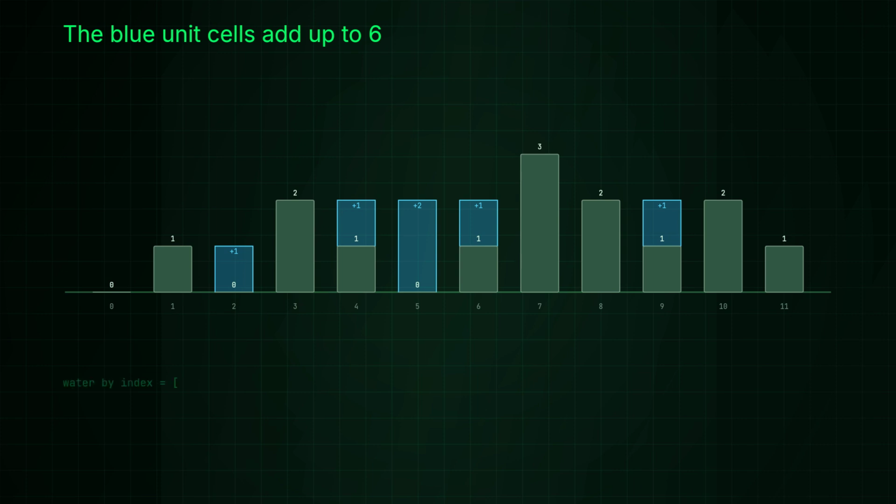Reading from left to right, the water above each index is 0, 0, 1, 0, 1, 2, 1, 0, 0, 1, 0, 0. Only the positive contributions matter. 1 plus 1 plus 2 plus 1 plus 1 equals 6. Therefore, the required output is 6. Now that the question and answer are clear, we can derive the algorithm.